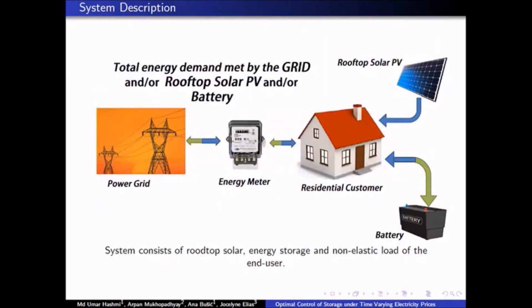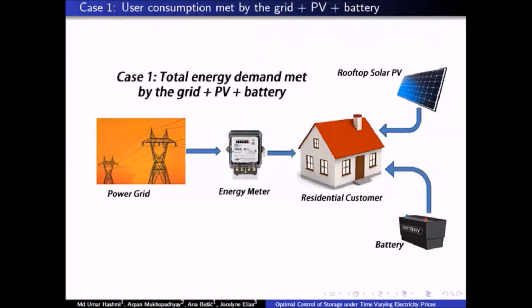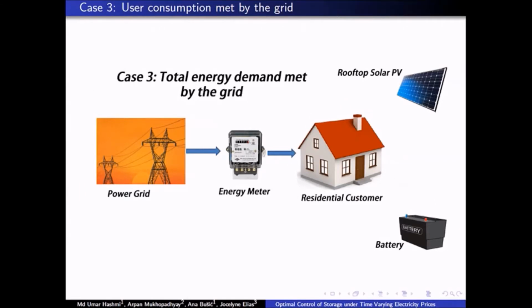The system consists of a residential customer having a rooftop solar PV and battery. This residential customer is interfaced with the power grid via an energy meter. We assume non-elastic load of the end user. Based on the variations in rooftop solar, the price of electricity, and the demand of the residential customer, the different power flow cases will be developed, as shown in the slides now.